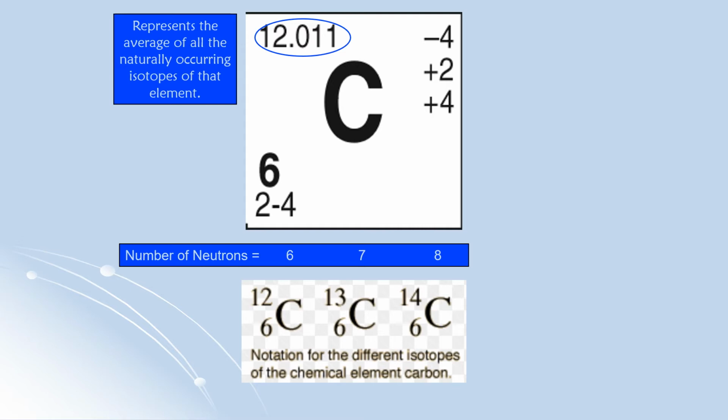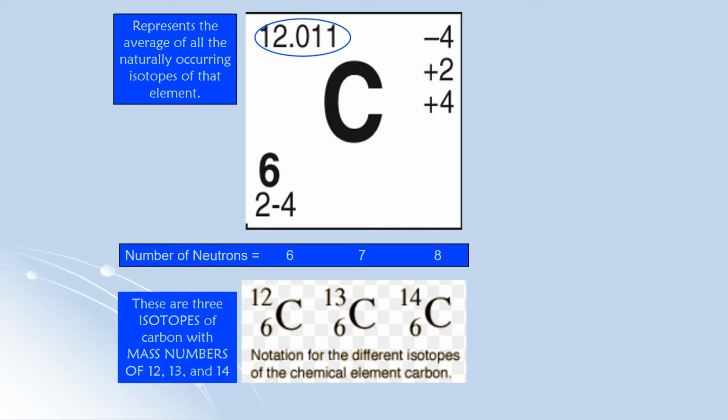The first one, carbon 12, has 6 neutrons because 12 minus 6 is 6. The second one, carbon 13, has 7 neutrons because 13 minus 6 is 7. And then the last one, carbon 14, has 8 neutrons because 14 minus 6 is 8. So once again, as I said, they have the same number of protons, but they have different numbers of neutrons.